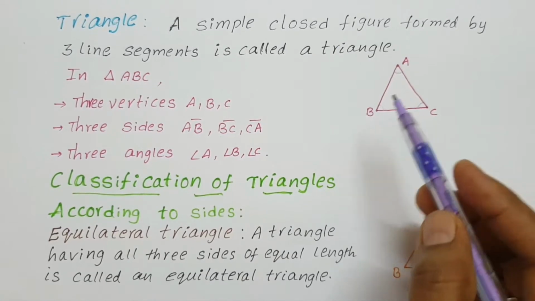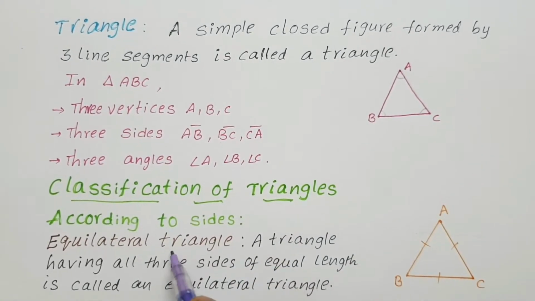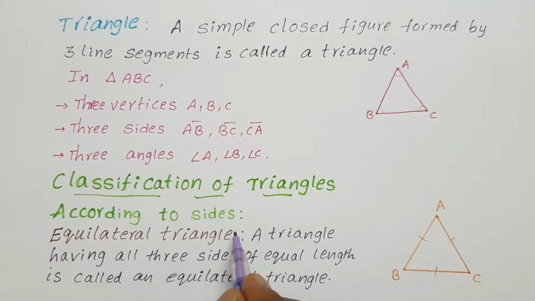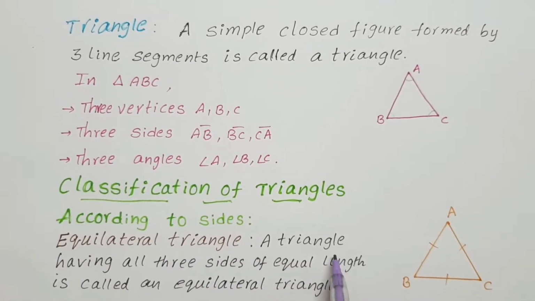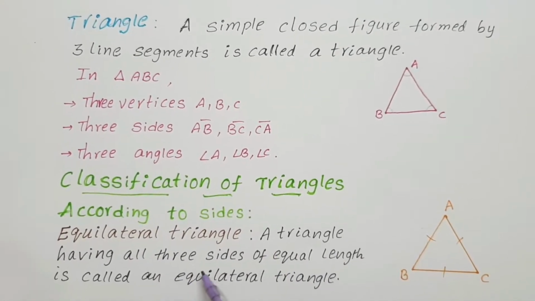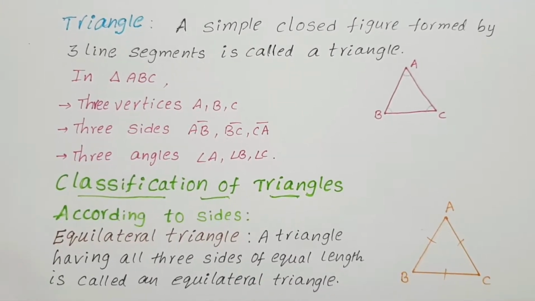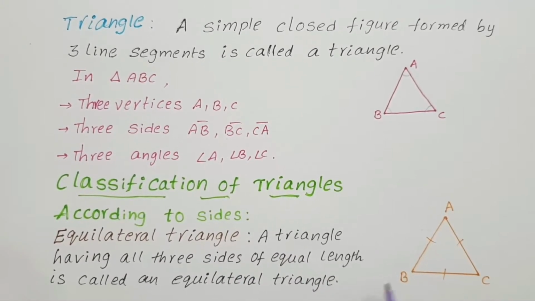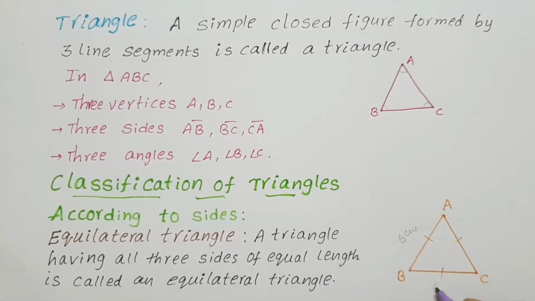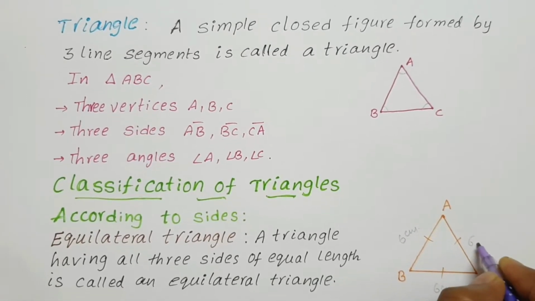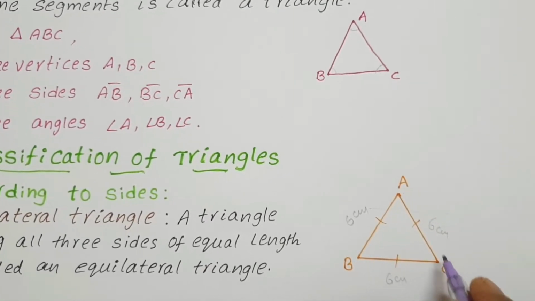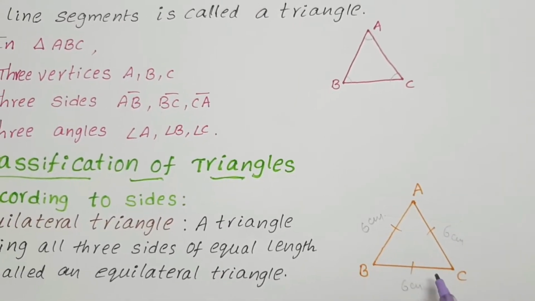About the triangle, there are types of classification of triangles according to sides and according to angles. Now, according to sides, an equilateral triangle means all sides are equal. A triangle having all 3 sides of equal length is called an equilateral triangle. For example, AB equals 6 centimeters, BC 6 centimeters, CA 6 centimeters, so the 3 sides are equal. AB equal to BC equal to CA is called an equilateral triangle.